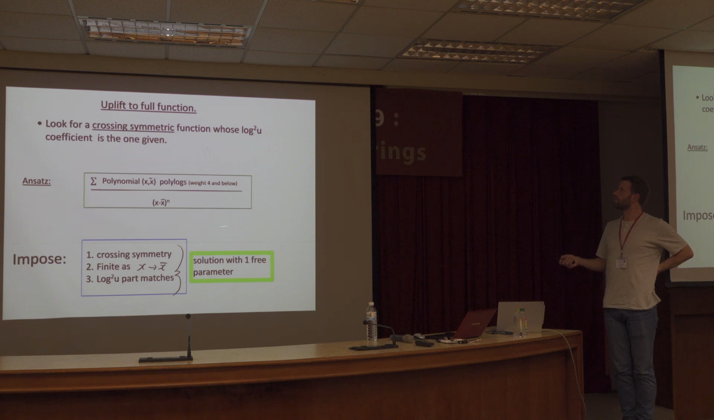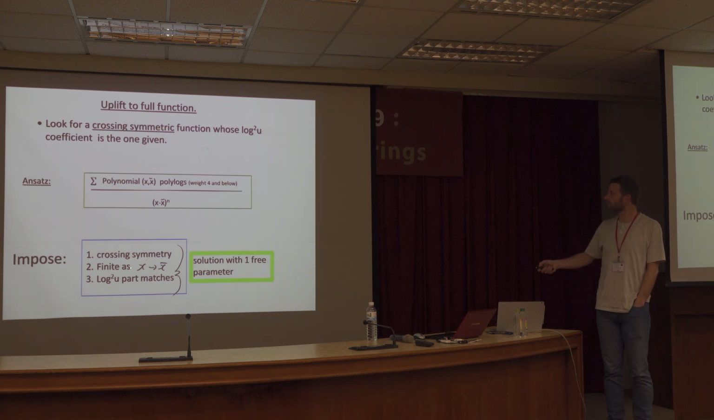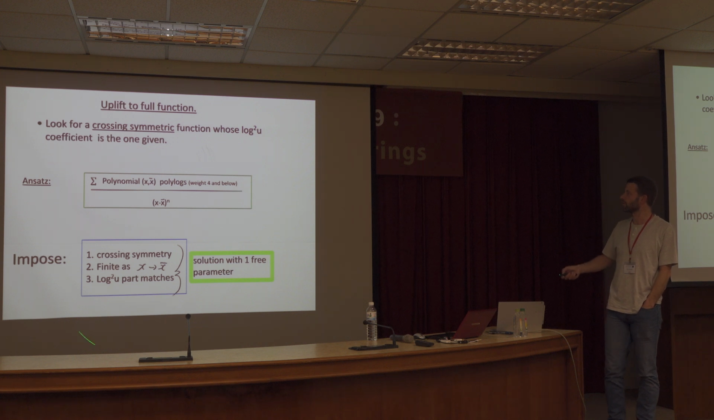And now the goal is then to lift that to the full function. So again we use an ansatz of a similar form, but now with weight 4 polylogs. And this ansatz has to satisfy the following requirements. First of all, the log squared u part, if I take log squared u of this, it has to equal what I got before. Secondly, it has to be finite as x goes to x bar, which puts a lot of constraints on these things. And also it has to be crossing symmetry invariant. And it turns out that under those requirements, it's unique up to one free parameter.